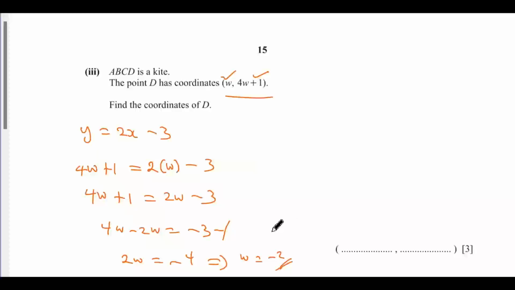Okay, so if w is equal to minus 2, that means we can get the coordinates to be minus 2, comma, then y. So x is equal to minus 2, then y will be equal to 4 into minus 2 plus 1. This will give us minus 8 plus 1, which gives us minus 7. So this will be the coordinates of point D. So let's go to the next question.